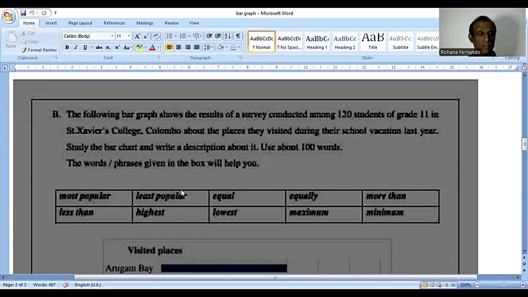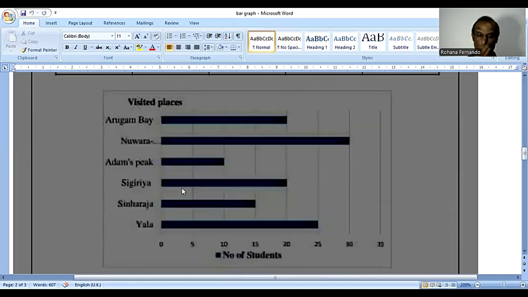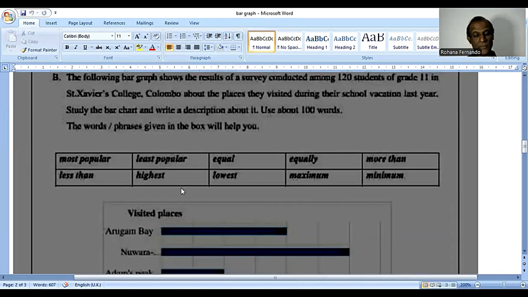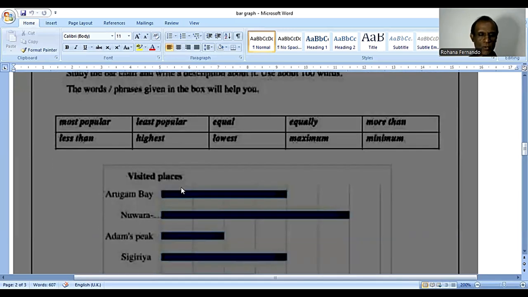However, remember, all these words are not necessary. In fact, practically, it's not possible to use all these words in the description, right? And the examiners also naturally won't expect all these words, right? But the highest, lowest, equal, these words we must use, and also more than, less than, and so on.